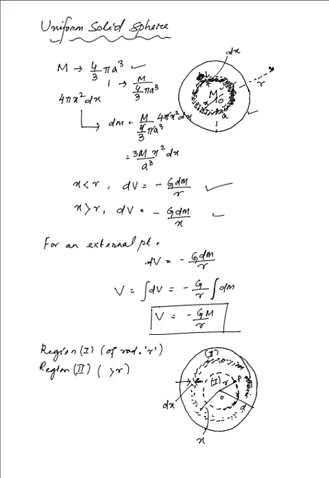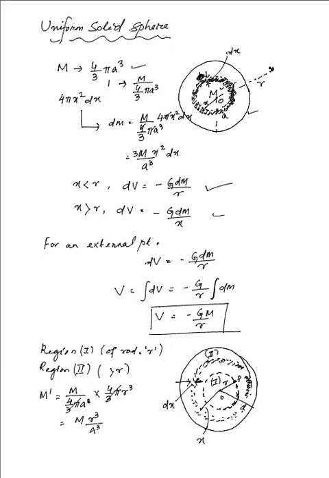What we are about to do is consider region 2, but firstly we will obtain the potential for region 1. The region 1 has a mass, let us say M dash, equal to the mass per unit volume, which is M divided by 4 by 3 pi a cube, multiplied by the volume of region 1, which is 4 by 3 pi r cube. So 4 by 3 pi cancels out, and all we are left with is M r cube divided by a cube.